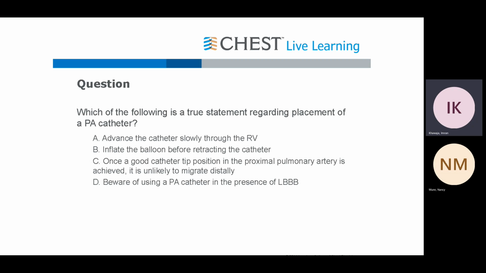The following is a true statement regarding placement of PA catheter. A, advance the catheter slowly through the RV. B, we inflate the balloon before retracting the catheter. C, once a good catheter tip position in the proximal pulmonary artery is achieved, it's likely to migrate distally. D, be aware of using PA catheter in the presence of left bundle branch block.